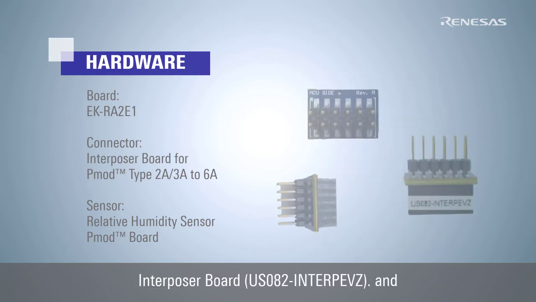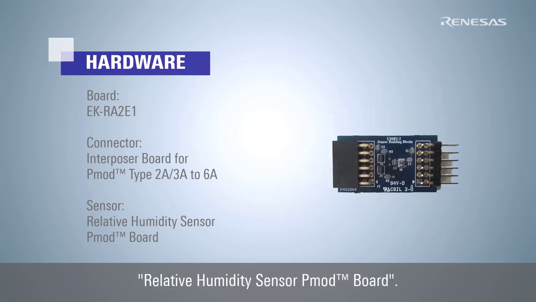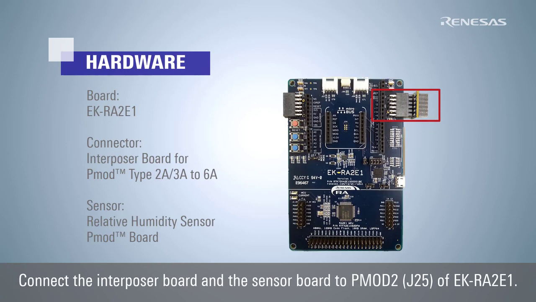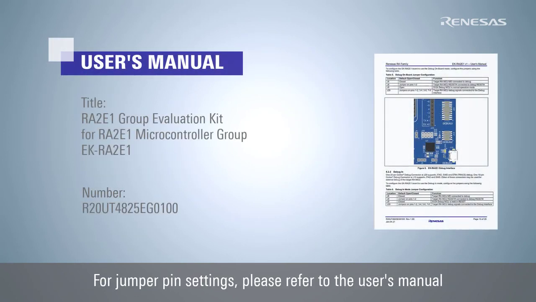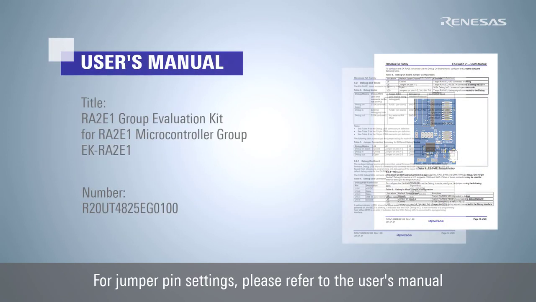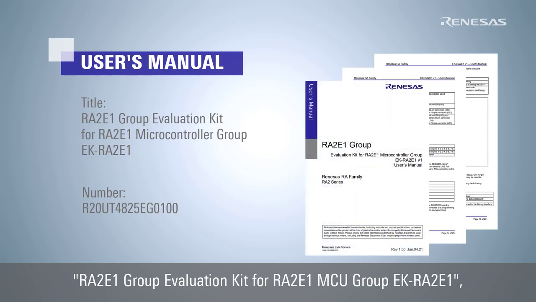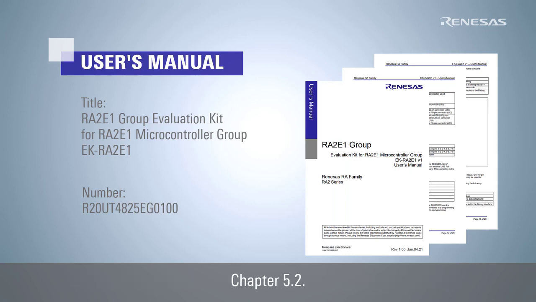RA2E1 Interposer board and Relative Humidity Sensor PMOD board. Connect the interposer board and the sensor board to PMOD 2, J25 of RA2E1. For jumper pin settings, please refer to the user's manual RA2E1 group, Evaluation Kit for RA2E1 MCU group, RA2E1, Chapter 5.2.